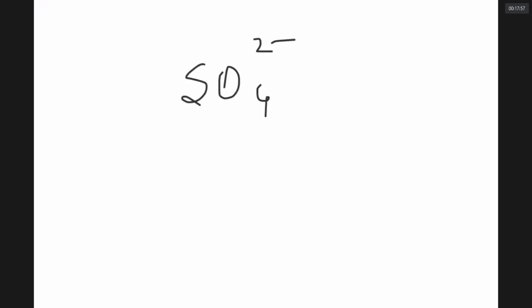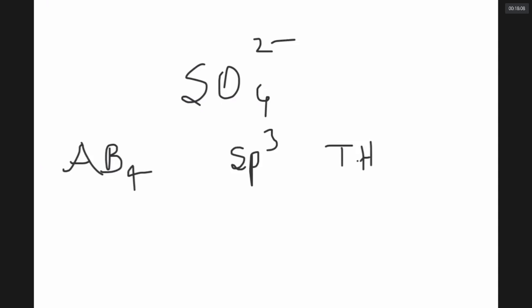Sulfate ion. What is the type? AB4. Tetrahedral. Hybridization is sp3. Tetrahedron.